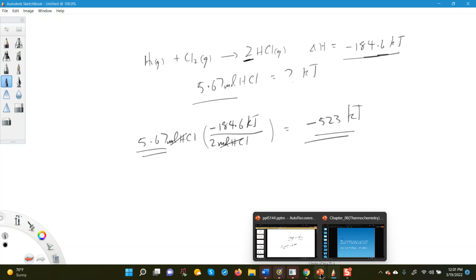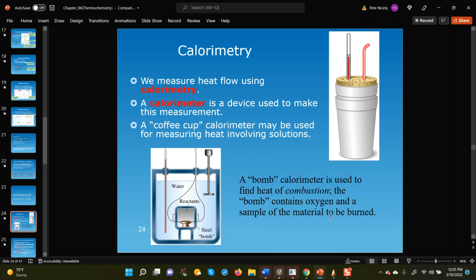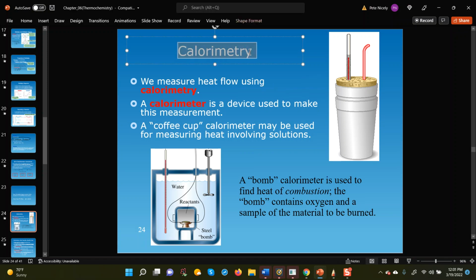Okay, so we're going to stop here. And the next topic we're going to talk about is how do we measure enthalpy changes. In other words, we'll be dealing with calorimetry. Calorimetry is basically what we use in order to take measurements or calculate measurements of enthalpy changes for chemical reactions. All right.